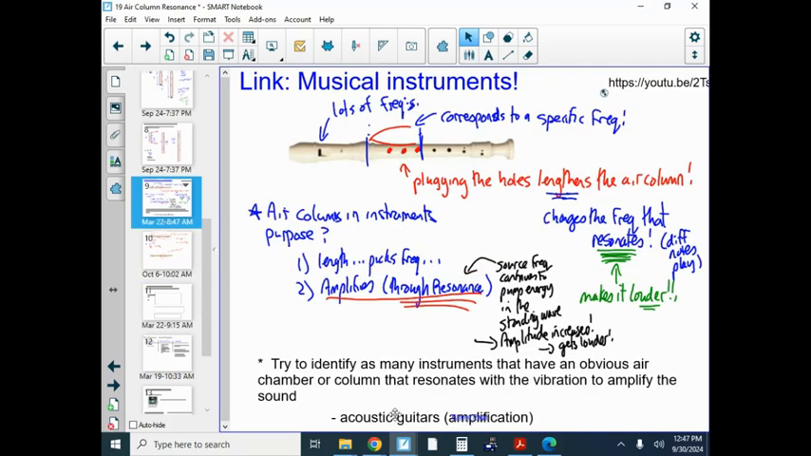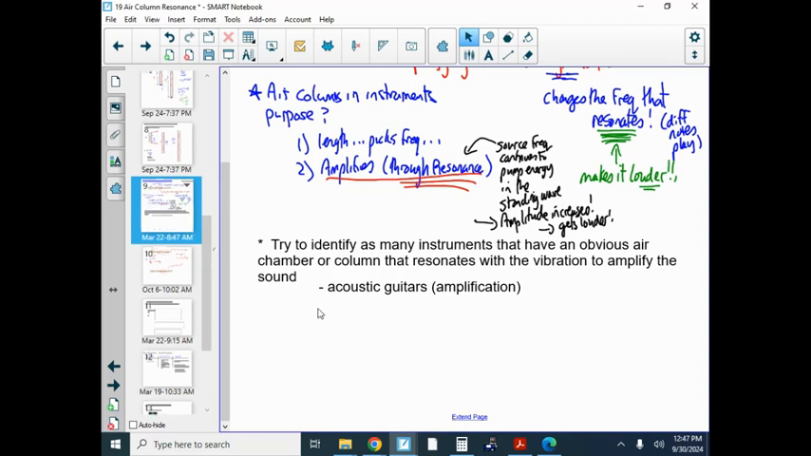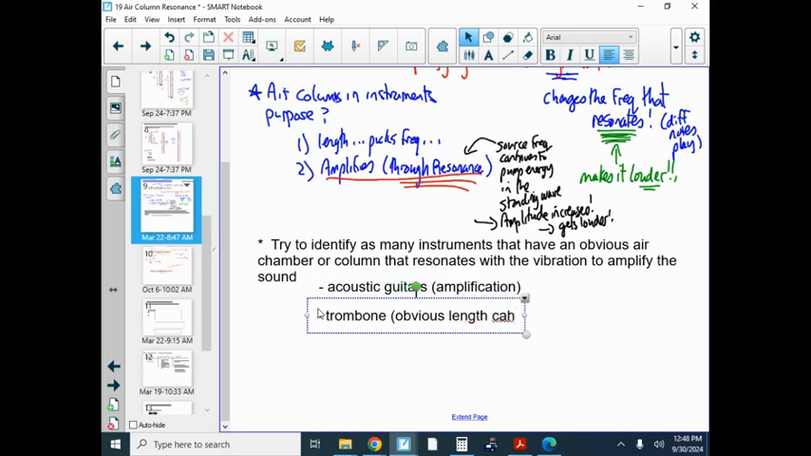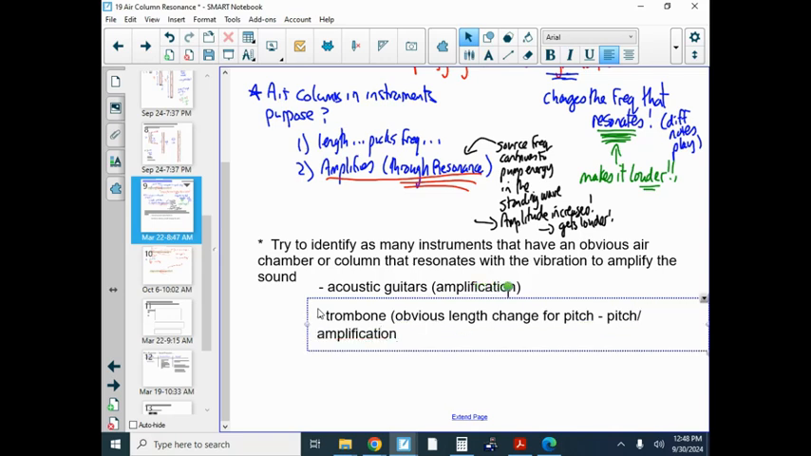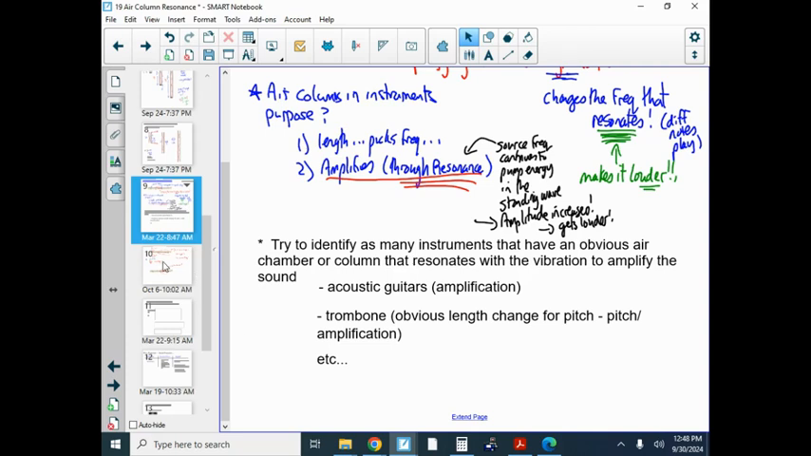So all sorts of instruments, you can picture the trombone is very obvious, has a very obvious length range for pitch or note or whatever selection. And so it's about the note and the amplification, pitch and amplification. And you can just picture all sorts of instruments. Sometimes they have an air column. Usually they'll have an air column for amplification, and sometimes it's for picking out frequencies as well.